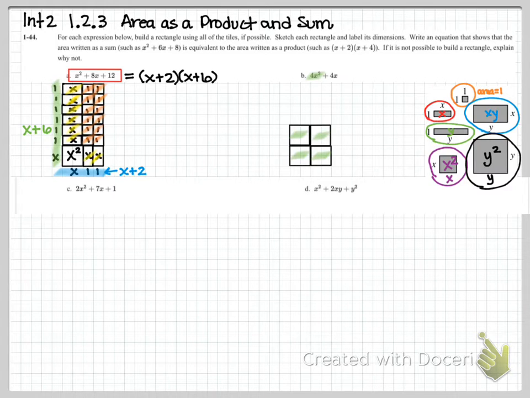Remember that you have to match the dimensions. So this orange dimension is x, which means you can put the x tile as long as the x length is next to it. So go ahead and give it a shot and see if you can build this. Remember, you want to build straight up or to the right. Don't go left or down.